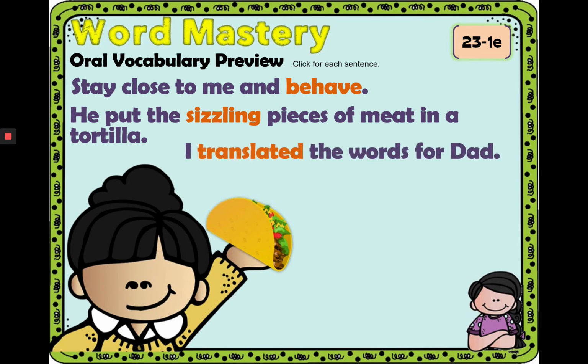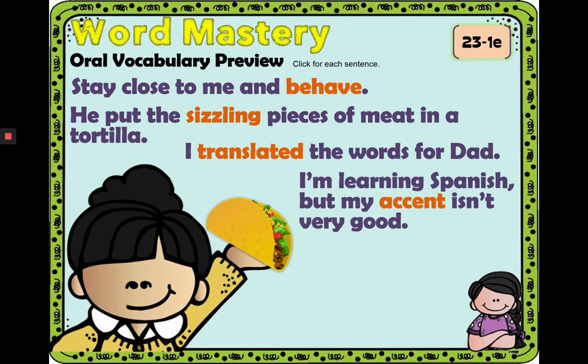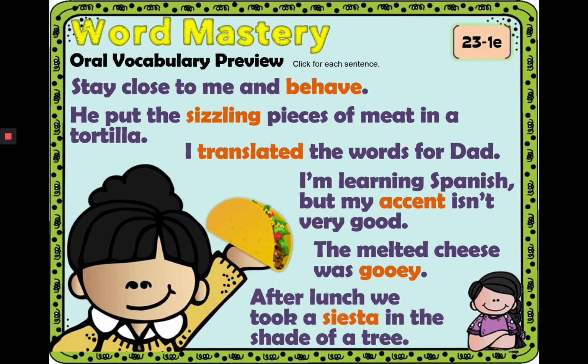Translated. This is a big word. I translated the words for Dad. I'm learning Spanish, but my accent isn't very good. Accent. The melted cheese was gooey. Gooey. Do you know what gooey means? And siesta. After lunch, we took a siesta in the shade of a tree.